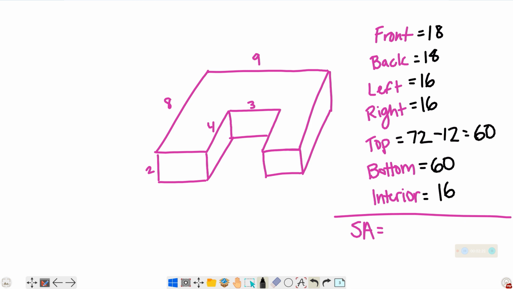Your job is to add up all of the surfaces to find the surface area, and don't forget to label it with your units. This is measured in feet, so think about how you would label a surface area. Go ahead and finish that problem.